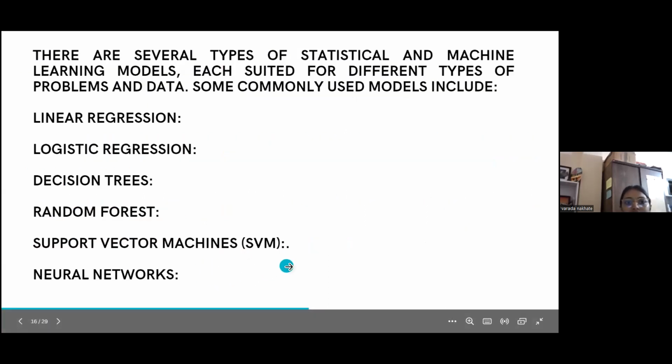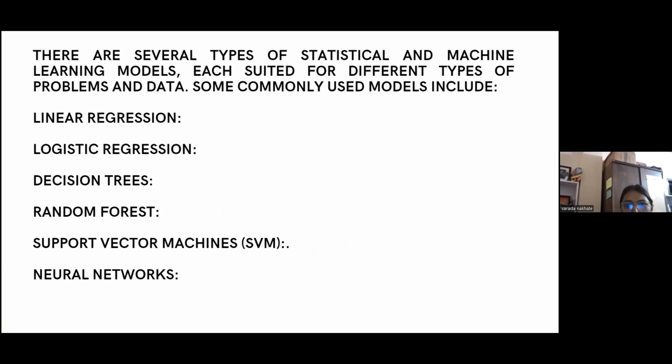Now there are several types of statistical and machine learning models, each suited for different problems and data. Some commonly used models include linear regression, logistic regression, decision trees, random forest, support vector machines, neural networks, etc. Neural networks, etc. are also concepts taken from deep learning, which help us in how the data should be trained, tested, etc.